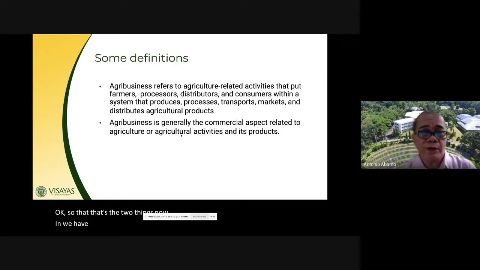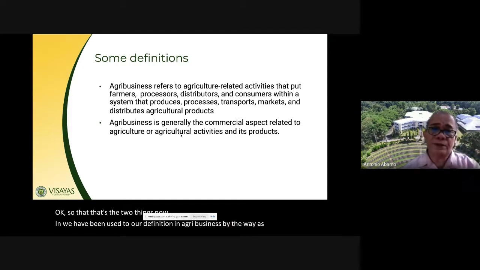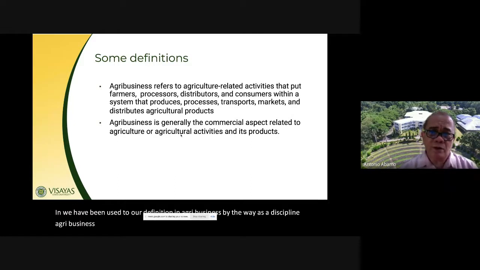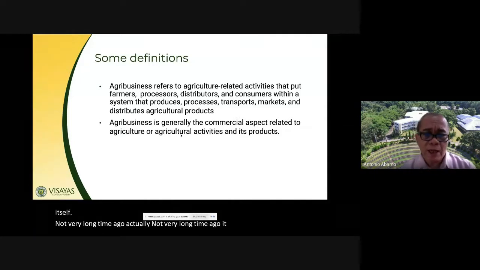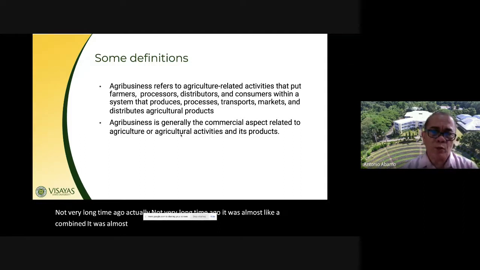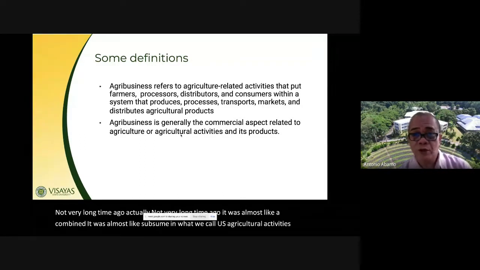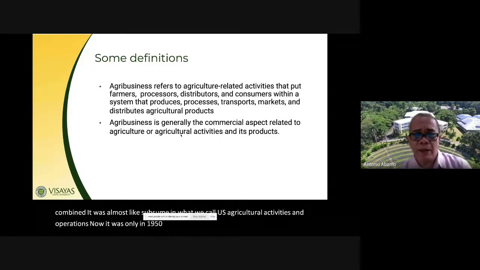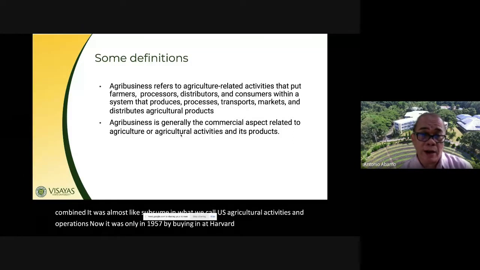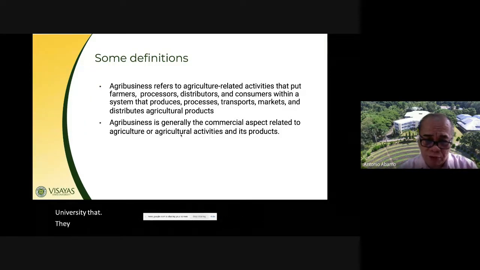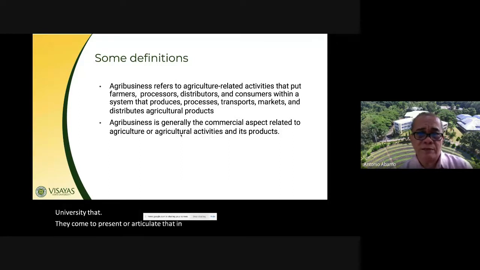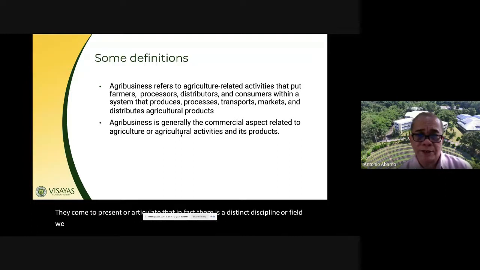Now, as a discipline, agribusiness became a distinct field in itself not very long ago. It was almost like combined, almost subsumed in what we call agricultural activities and operations. It was only in 1957 at Harvard University, pioneered by Ray Goldberg and Davis, that they articulated that there is in fact a distinct discipline or field we now call agribusiness.